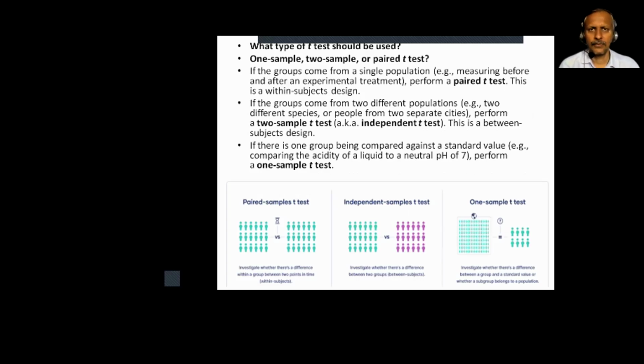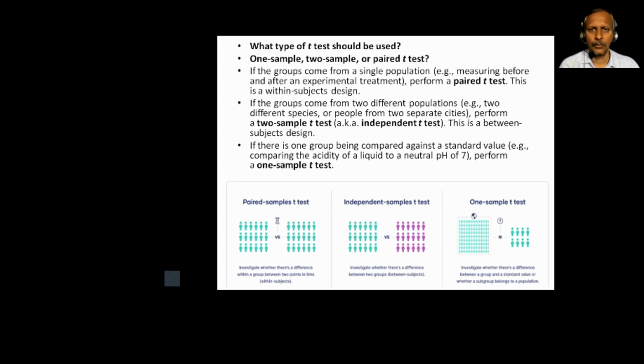There are different types of t-test, and according to the situation or the problem, we are going to select what type of t-test has to be used. It can be one sample, two sample, or a paired t-test. If the groups come from one single population, and we are measuring before and after an experimental test, then we are using a paired sample t-test. If the groups are coming from two different populations, that is two different species or two different people from two different cities, then we are comparing both of them, so we are using an independent sample t-test.